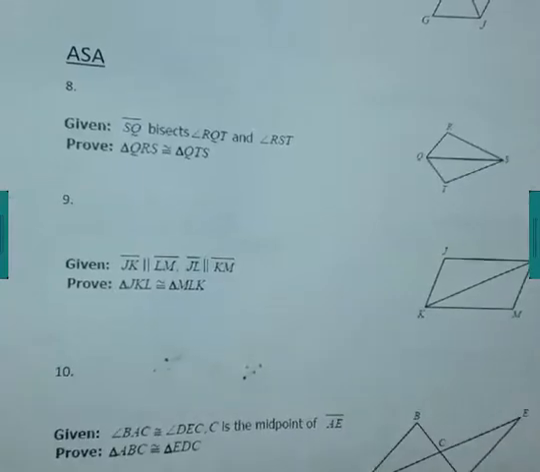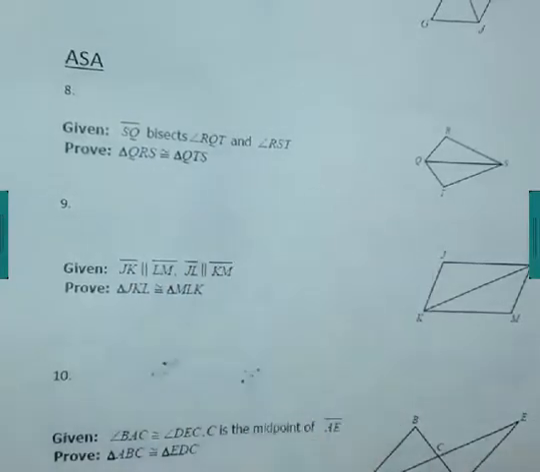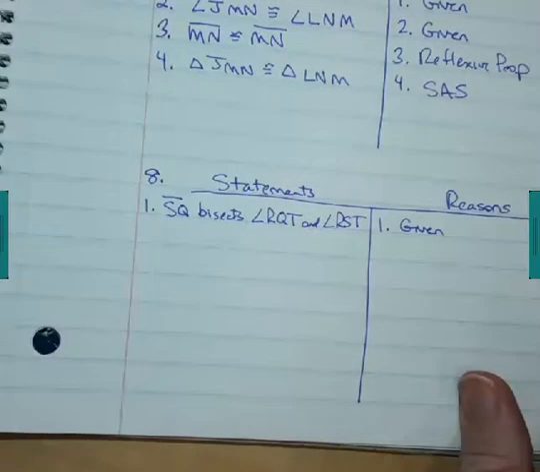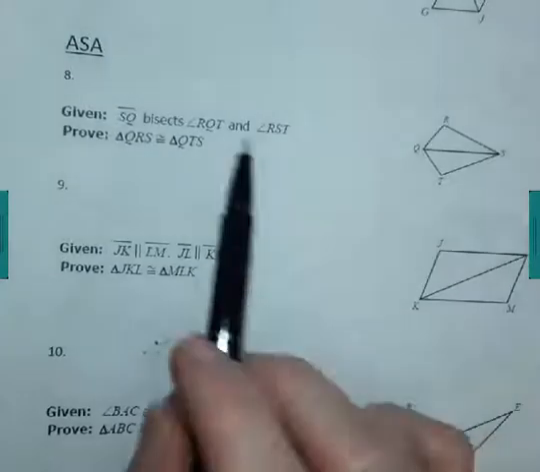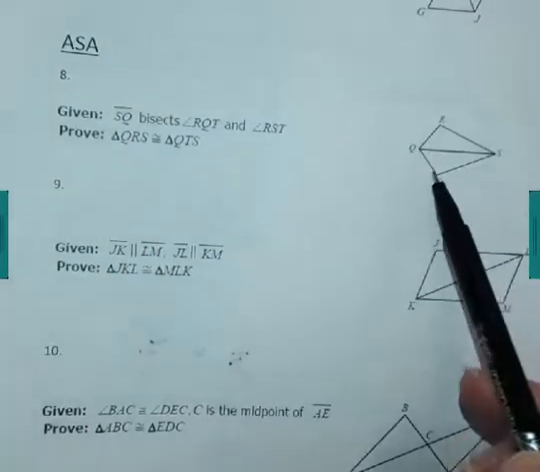Next we're going to look at number 8. So go ahead and get everything set up on your paper, write the given statements. So this is what you should have for your given statement. We're going to look over at our proof again, and this SQ bisects this angle RQT.